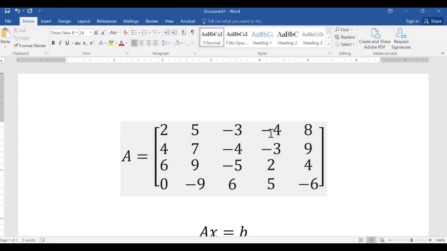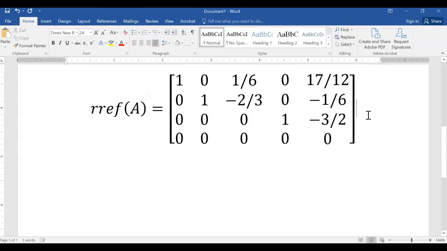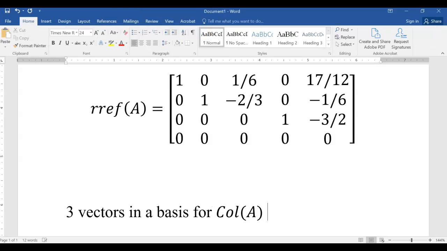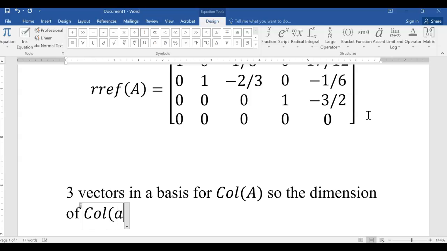So there would be 3 vectors in a basis for the column space of A. Let me write that down here. 3 vectors in a basis for the column space of A. So the dimension of the column space of A would be 3.